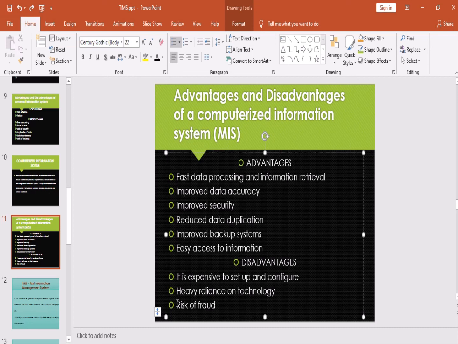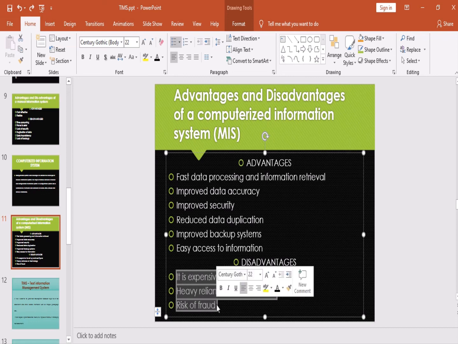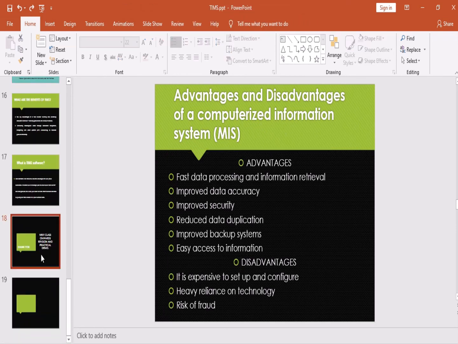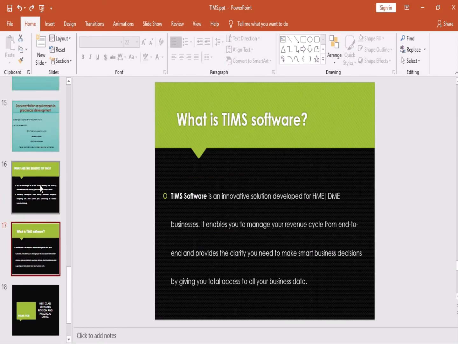And risk of fraud. If proper controls and checks are not in place, it can be used to post fraudulent transactions such as invoices for goods that were never delivered, etc. So it can be used in an unprofessional manner also. So these are the advantages and disadvantages of a computerized information system. Whatever I mentioned as information will give you the real text format. So as of now, this is the introduction to a text information system.